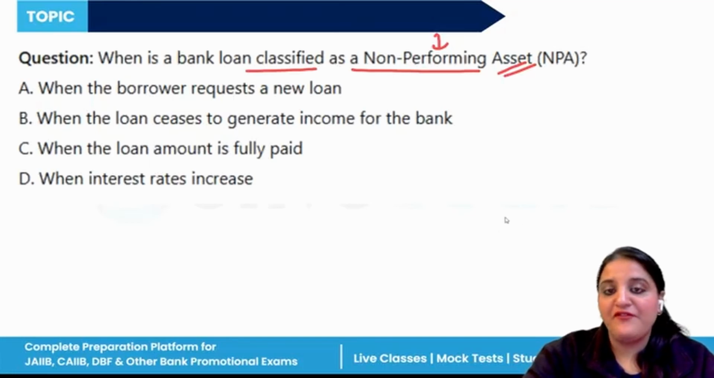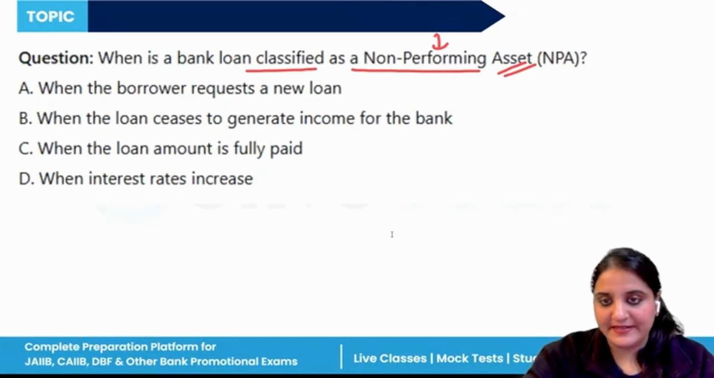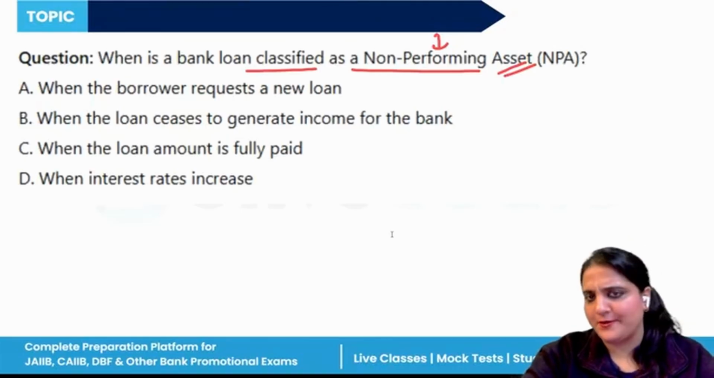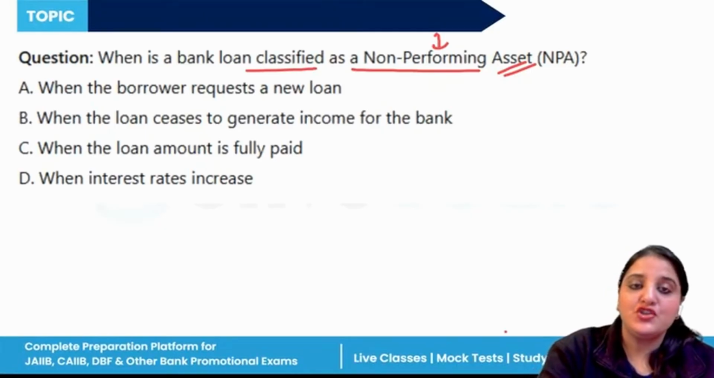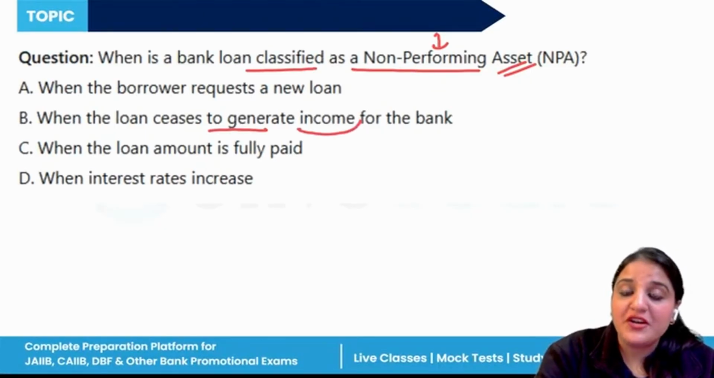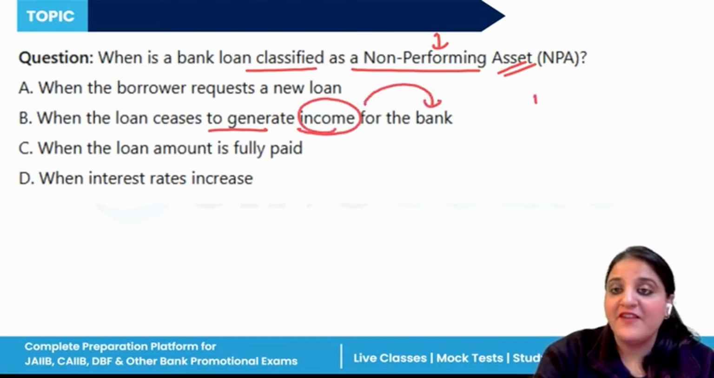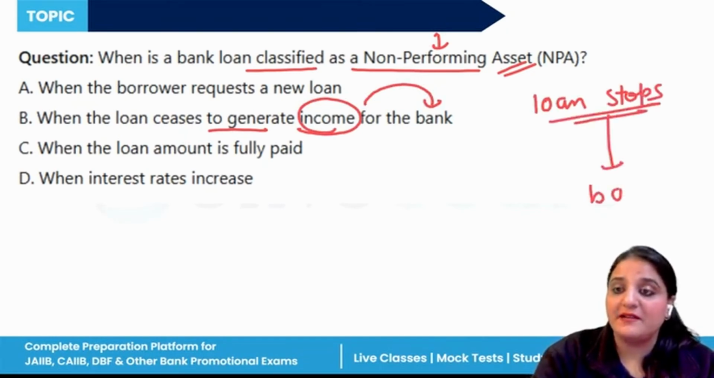So when is a loan classified as an NPA? Very simple answer: when the loan ceases to generate income for the bank. NPA status arises when the borrower stops paying interest or principal, affecting the bank's income from that asset. So option B is correct here.